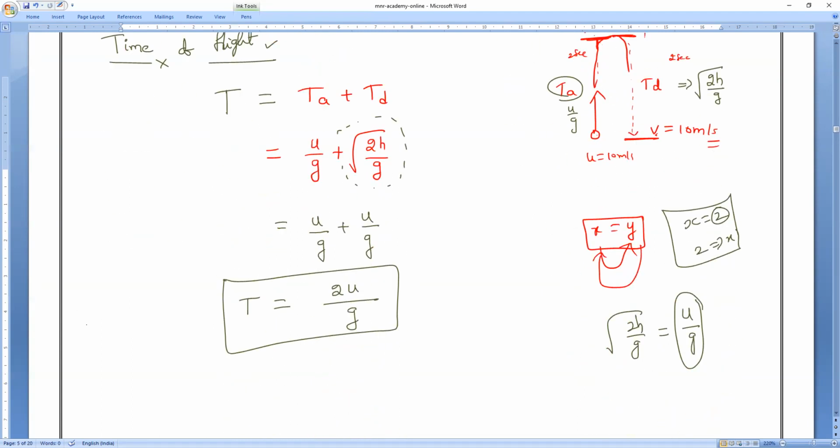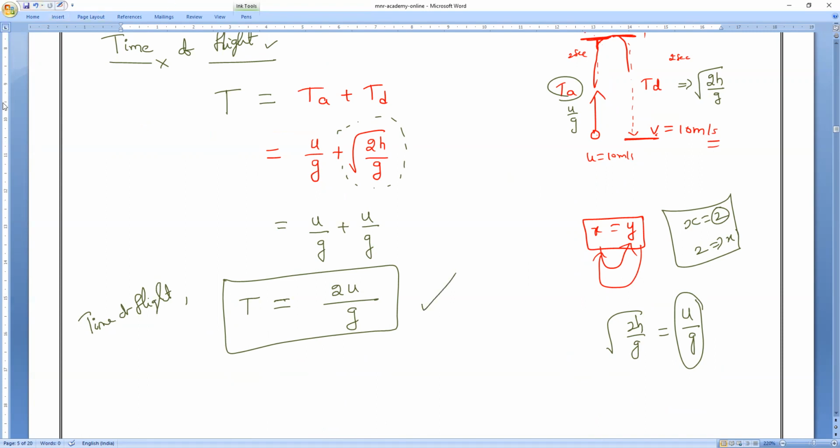Clear? So what is the time of flight formula, everybody? Time of flight formula is 2u by g. Clear, everybody? Now, which is easy for you: finding the time of ascent, time of descent, and the addition, or just directly finding this? Directly finding.